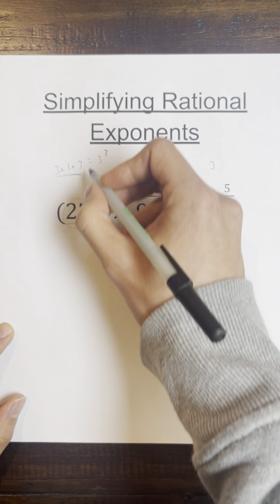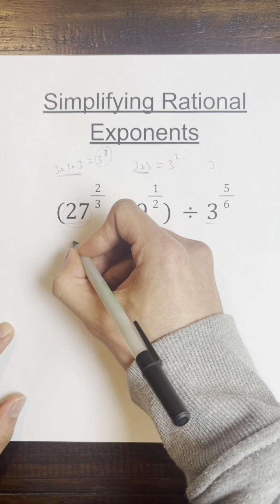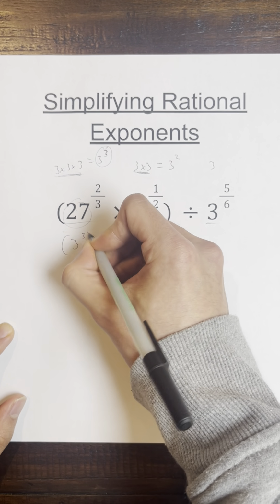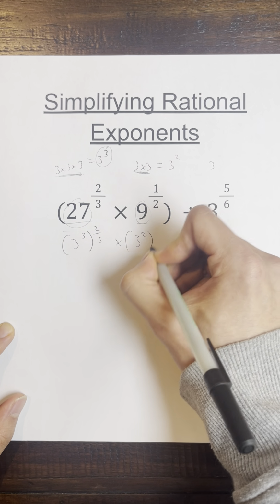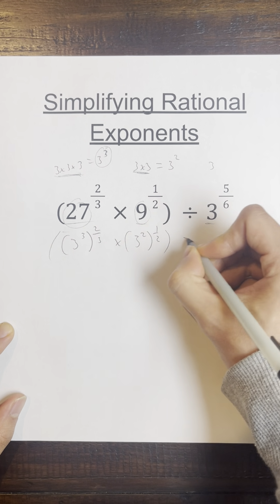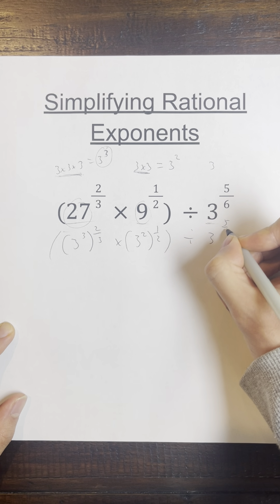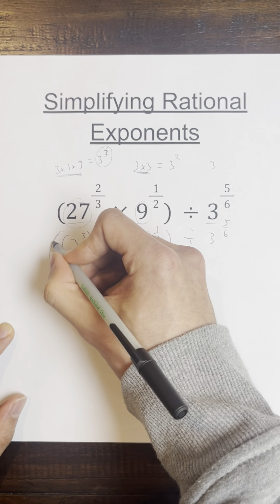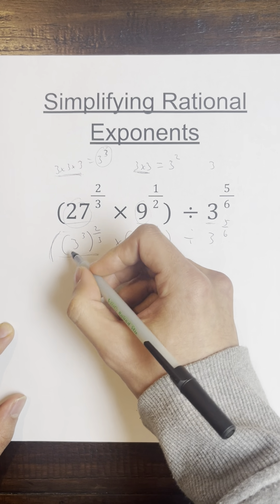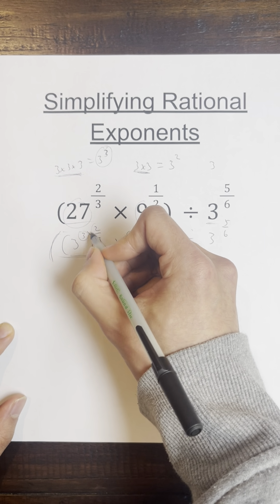So I'm going to change 27 to this. So 3 to the power of 3. And then this gets changed to 3 squared. Okay, and then divided by 3 to the power of 5/6. And how do we get rid of the parentheses here? So to get rid of the parentheses, we need to multiply this and this.